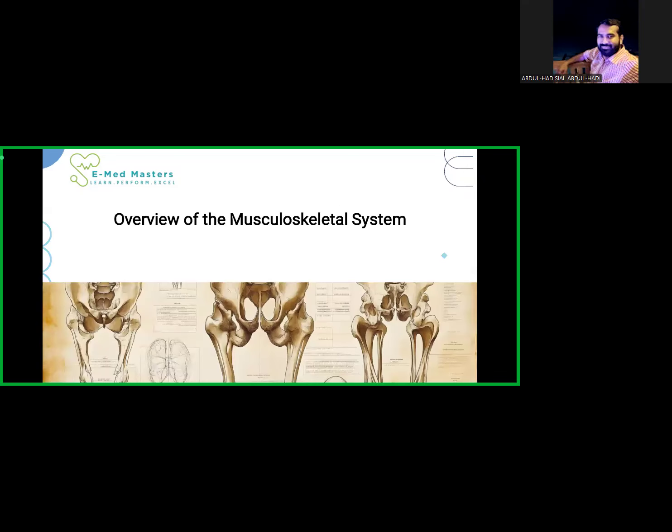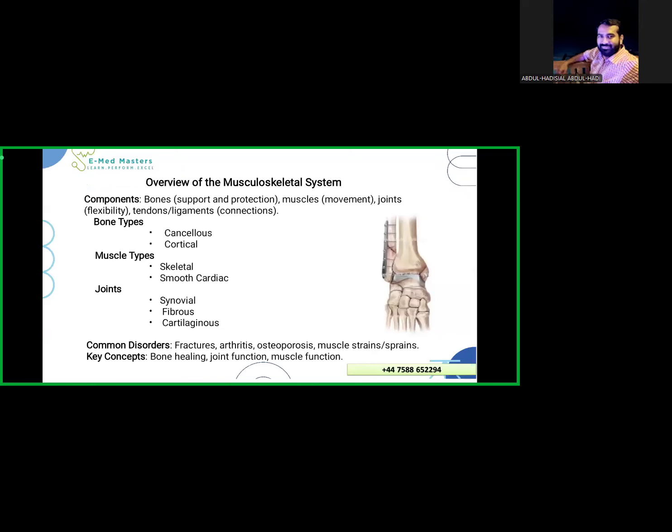So what is the overview of the musculoskeletal system? The components of the musculoskeletal system are bones, muscles, joints, tendons, and ligaments. Regarding bone types, bone can be cancellous or cortical. These are basically parts of the bone. The middle portion, the diaphysis, is the cortical portion of the bone, and the ends of the bone, the metaphysis, are basically the cancellous part of the bone.